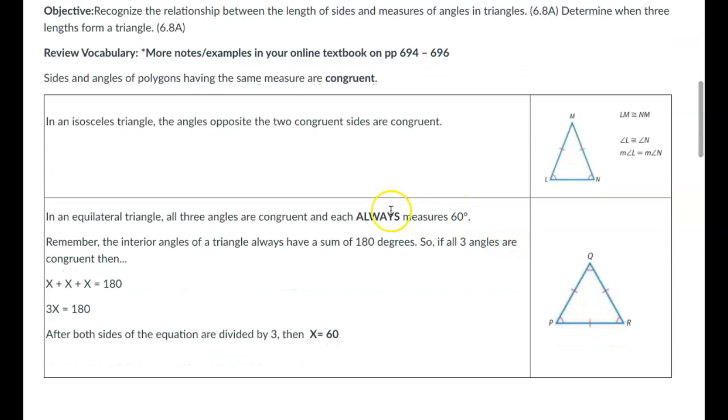We also need to understand that equilateral triangles, all three sides are equal, all three angles are also equal, and since all three angles are equal, they're always equal to 60 degrees because as it says over here, x plus x plus x equals 180. 3x equals 180. So if you divide both sides by 3, it's going to be 60. So equilateral triangles always have all three angles equal 60 degrees.